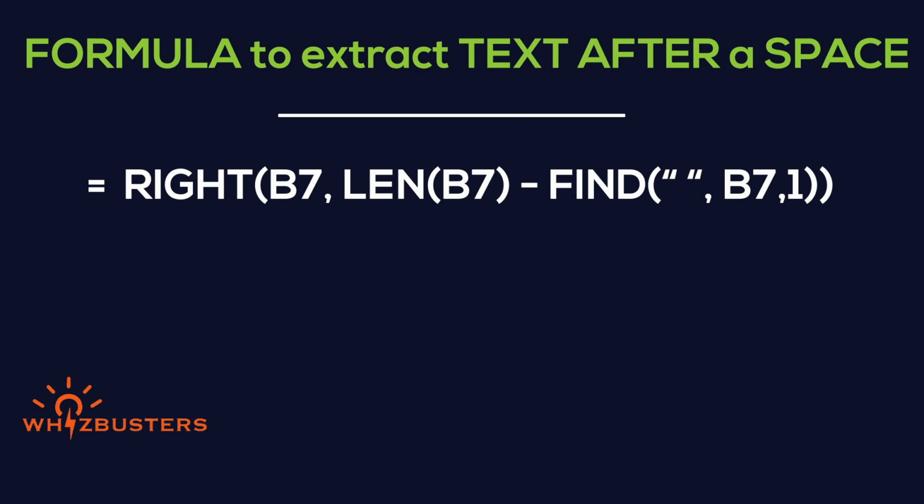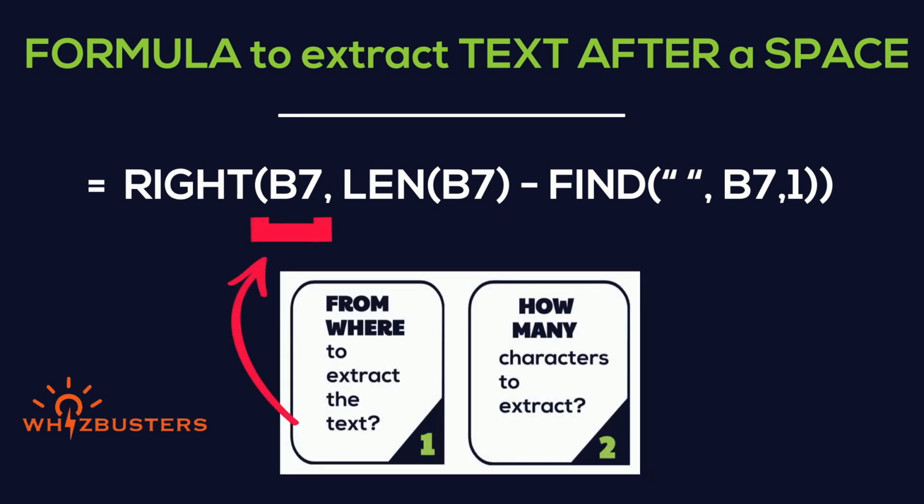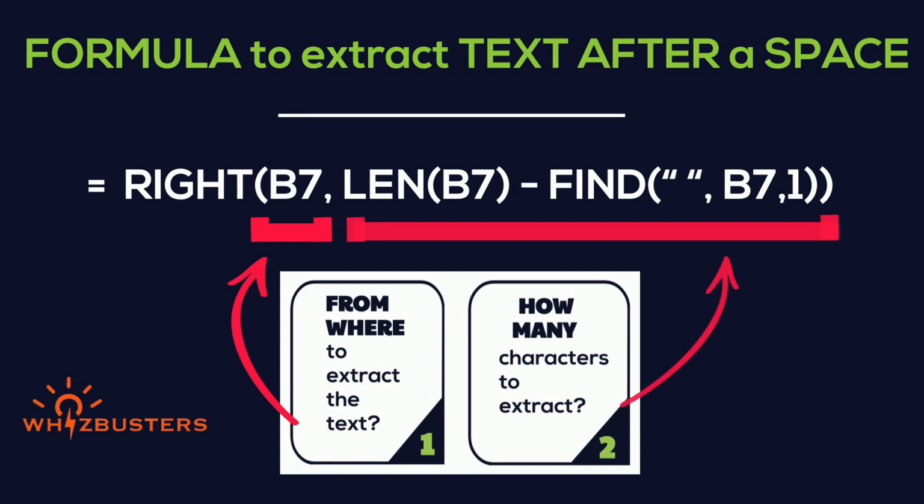So as a quick recap, the formula to extract the last name or text after a space using the RIGHT function is this. This is the first parameter in the RIGHT function, and this is the second parameter in the RIGHT function. You can replace the cell B7 with your specific cell which references the text. Don't forget to put an equal sign before the function name.